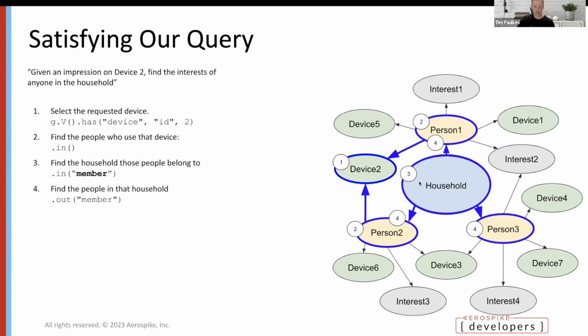I now need to go and find all the people. So I'm going to do an out, because the household has an out direction to the people of anyone that is a member, and that will give me those 3 people.